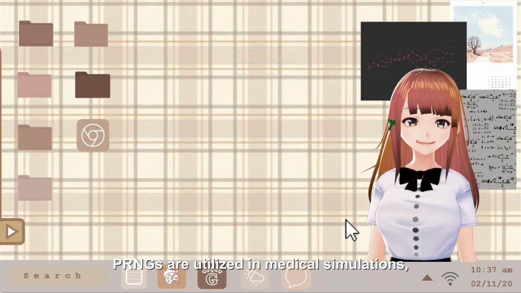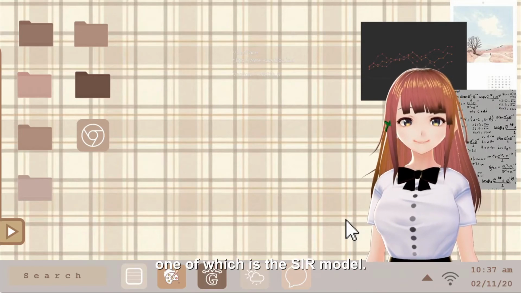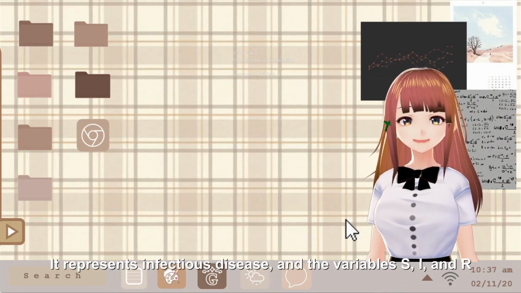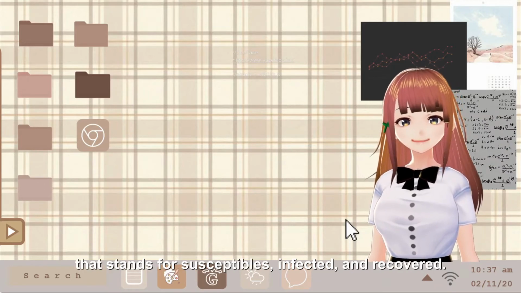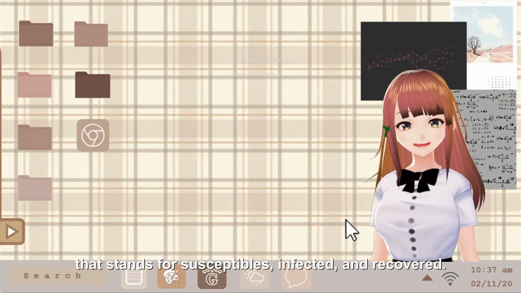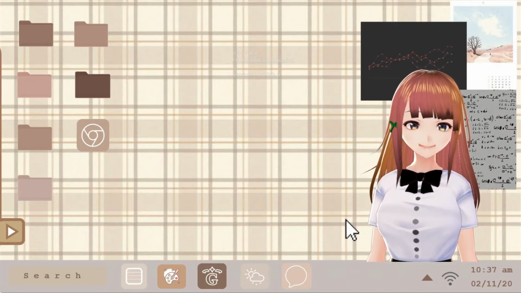PRNGs are utilized in medical simulations, and these simulations use mathematical modeling, one of which is the SIR model. It represents infectious disease and the variables S, I, and R stand for susceptibles, infected, and recovered. It is used by PRNGs to generate a sequence for the data collected.